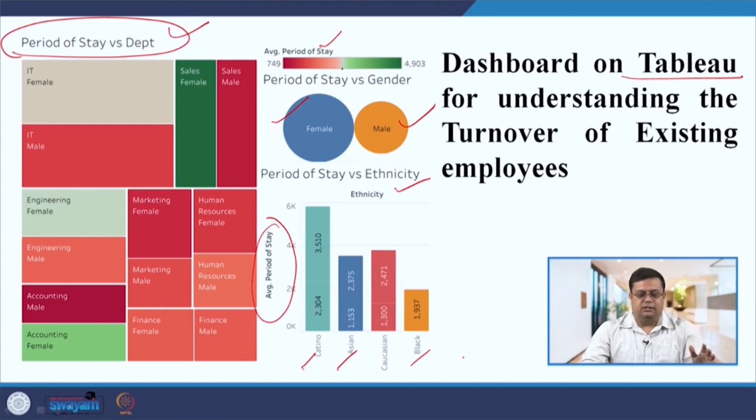If you are using Tableau and preparing a dashboard, this is the kind of dashboard you can prepare. How to make this dashboard through Tableau, I have already shown practically in the previous sessions. But here I am using data related to recruitment and selection and showing some of the various visualization tools. So this is the dashboard that you can prepare by using Tableau.